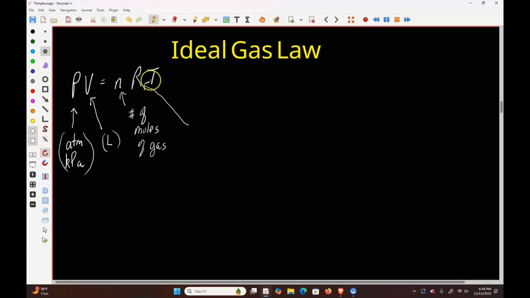R is a constant. I have two different constants. If I'm using atmospheres over here on the left, then this constant is going to be 0.0821. If I'm using kilopascals for my pressure, then it's going to be 8.314.